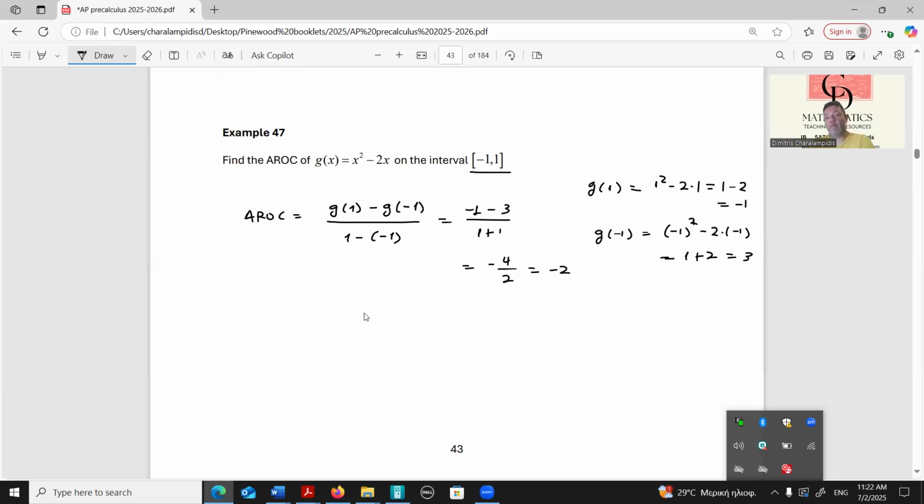Which means that for every single increase of 1 unit on the input value from -1 to 1, the values of the function change on average by -2, which shows that they are decreasing.